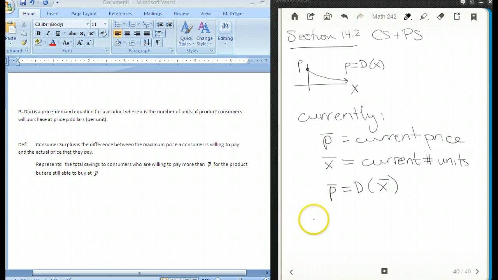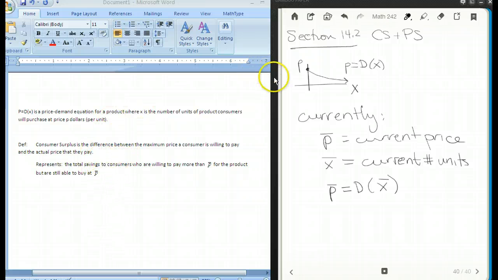So that benefit is what's called consumer surplus, right? It's a financial benefit on the consumer's part. And so we can actually define that here. It says consumer surplus is the difference between the max price a consumer is willing to pay and the actual price that they do pay. So this is actually a financial benefit to the consumer themselves, being willing to pay more than they're actually currently paying.